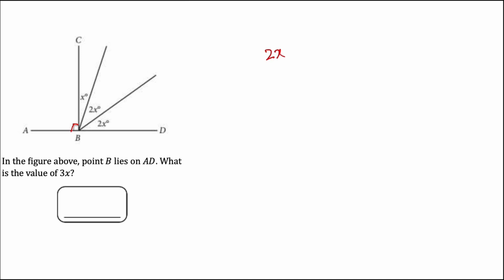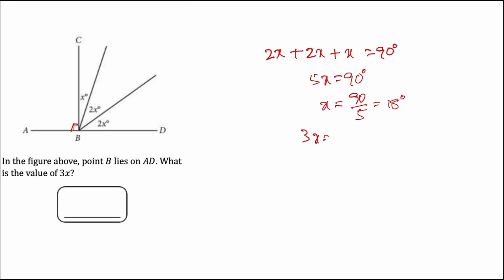So that means 2x plus 2x plus x. The sum of all these 3 angles must be equal to 90 degrees. So 5x is equal to 90 degrees. x is equal to 90 by 5, which is 18 degrees. So the question is to find the value of 3x, which is 3 into 18, 54 degrees. The value of 3x is 54 degrees.